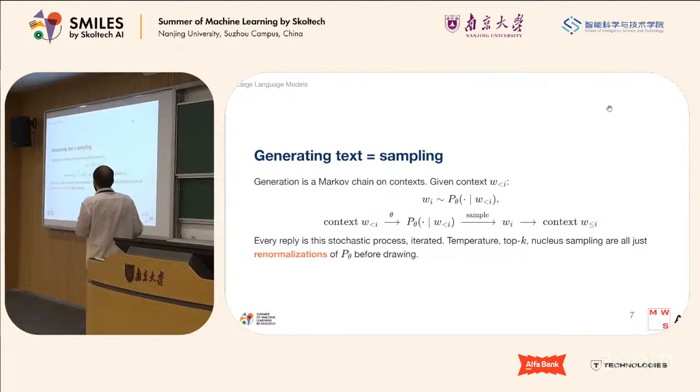Okay, so the basic concept of sampling is that, given this probability, we can sample the next word from it, and we'll get this word as a part of the context. So it's pretty easy.